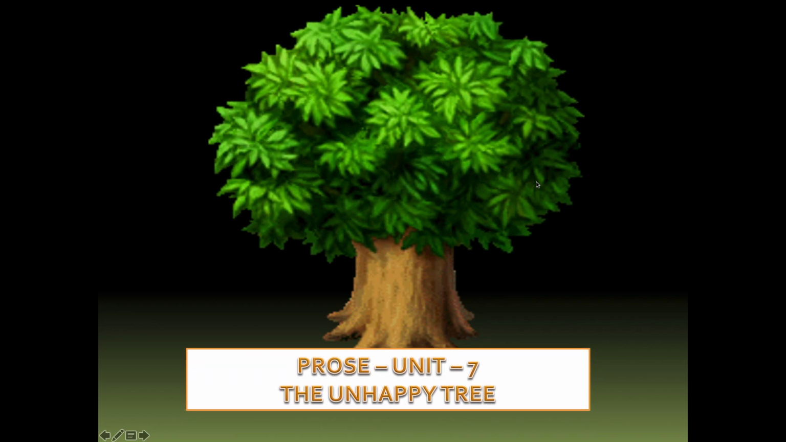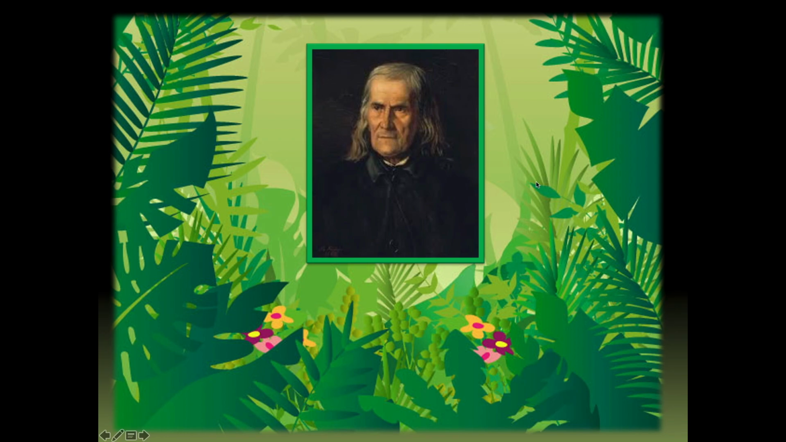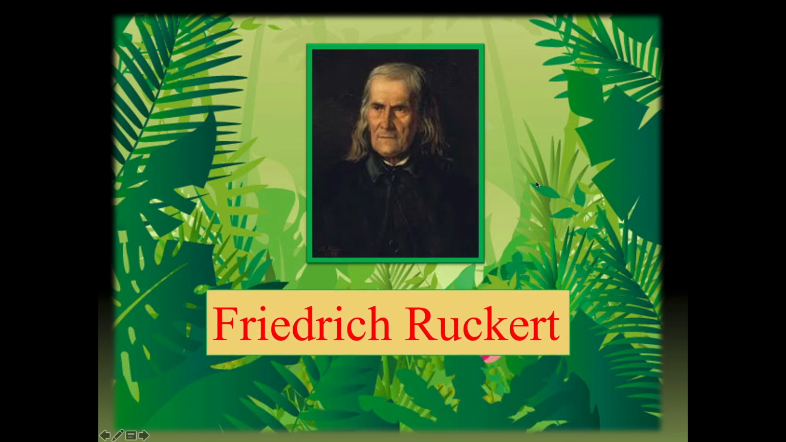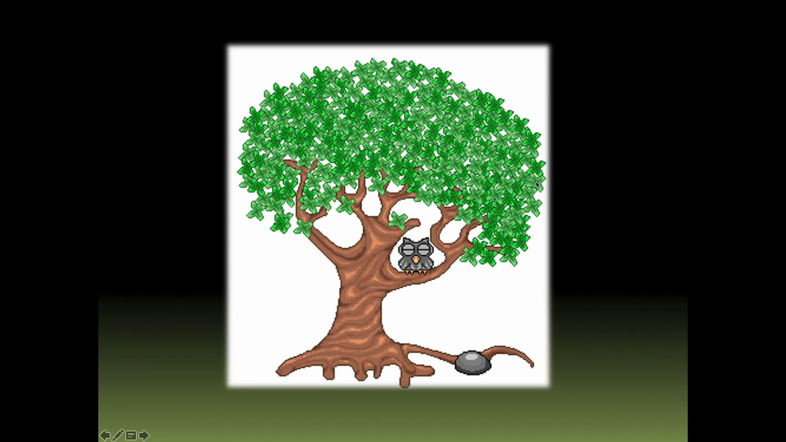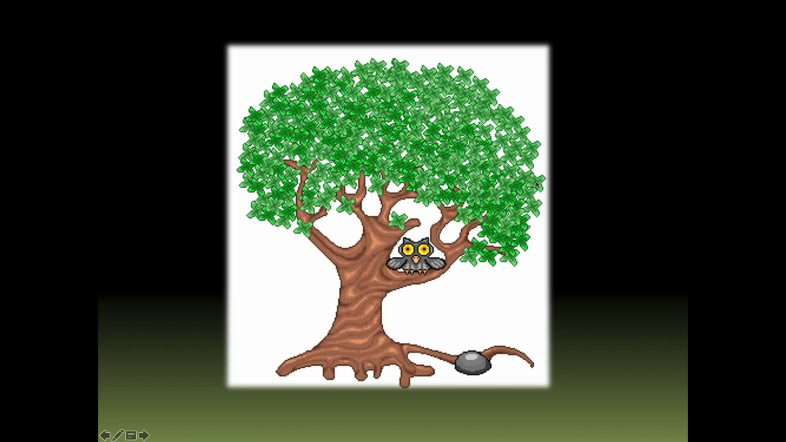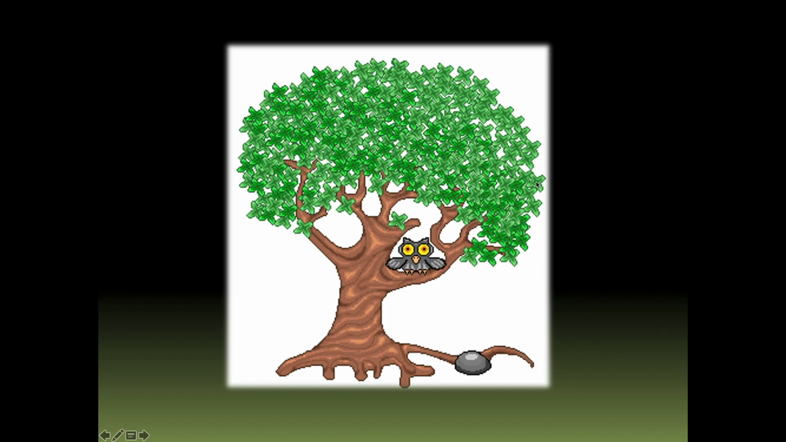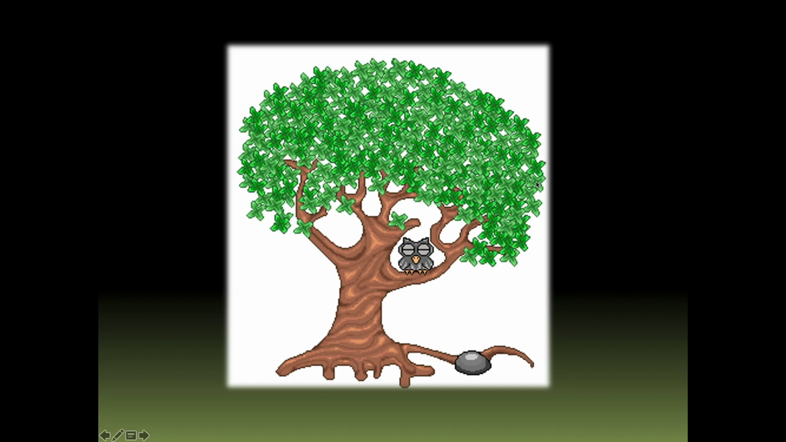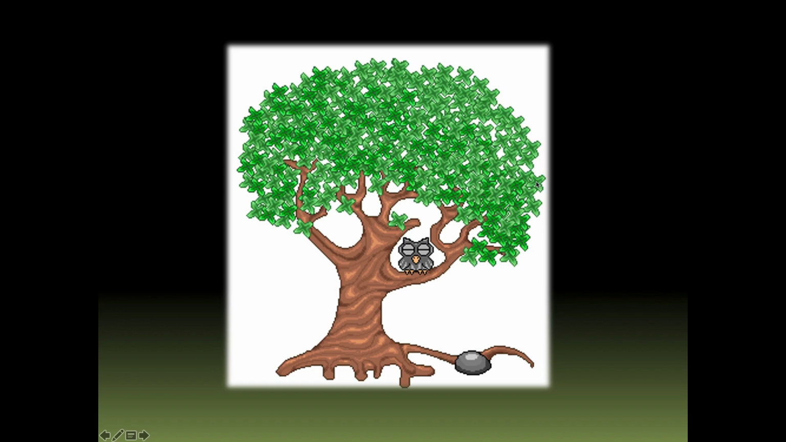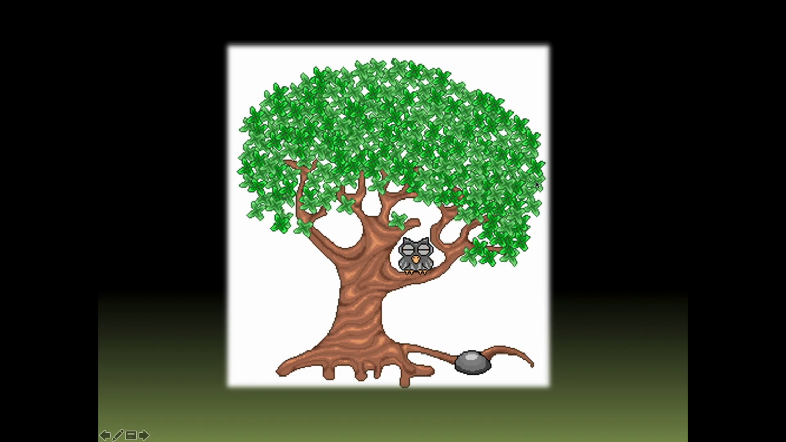The Unhappy Tree, written by Friedrich Ruckert, is the story of a tree that is not satisfied with the way it looks. Instead of leaves, the little tree had sharp and prickly needles. It was envious of other trees because they had green leaves. It wished for different kinds of leaves throughout the story and got them every time.